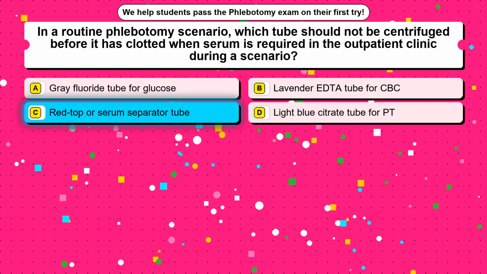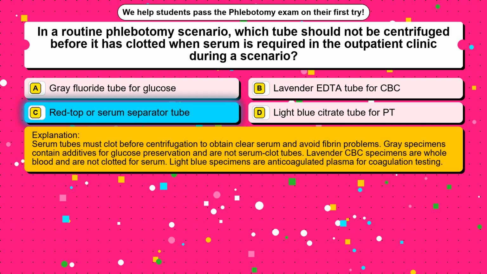The correct answer is option C. Red top or serum separator tube. Serum tubes must clot before centrifugation to obtain clear serum and avoid fibrin problems. Gray specimens contain additives for glucose preservation and are not serum clot tubes. Lavender CBC specimens are whole blood and are not clotted for serum. Light blue specimens are anticoagulated plasma for coagulation testing.